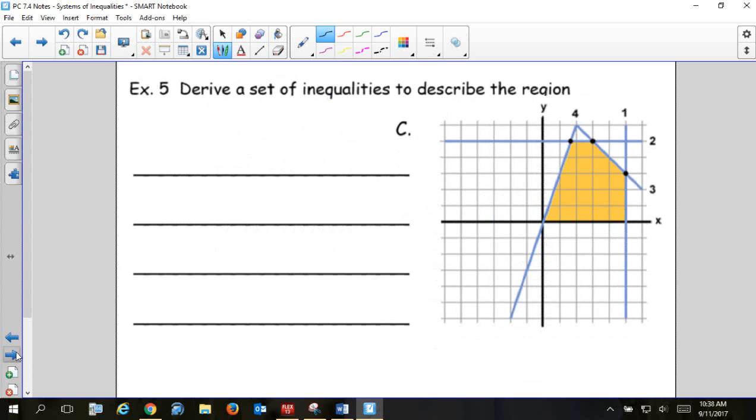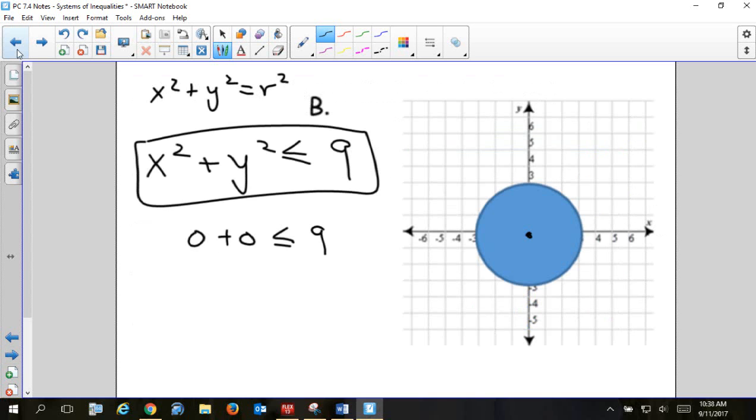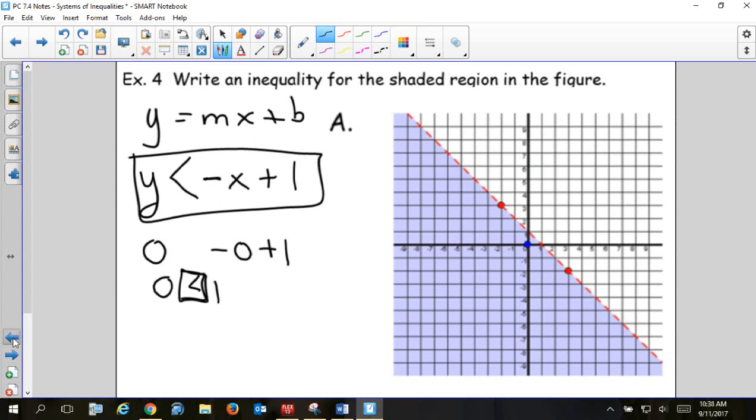So the answer to 0 is less than or equal to 9? No, the answer is the equation. This was me testing the ordered pair 0, 0 to see if it's greater than or less than, to see if it lines up with what she did. Yes, Renee? How do you find out that it was plus 1 in the other? That was the y-intercept.